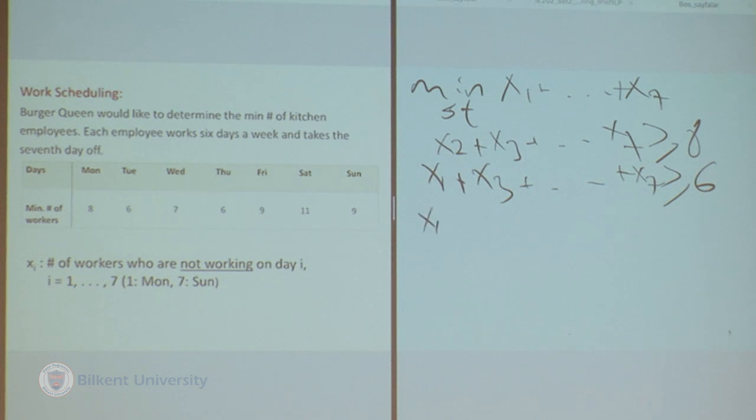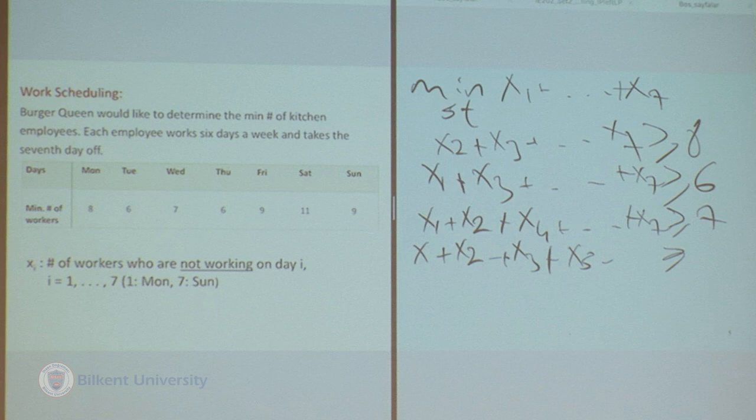Wednesday, x1 plus x2, then I'm skipping x3 because that's their day off. x4 to x7 is at least 7. Wednesday constraint. Thursday, x1, x2, x3. I'm skipping x4, x5, x6 and x7 is at least what? This is Thursday, 6 again, yeah?